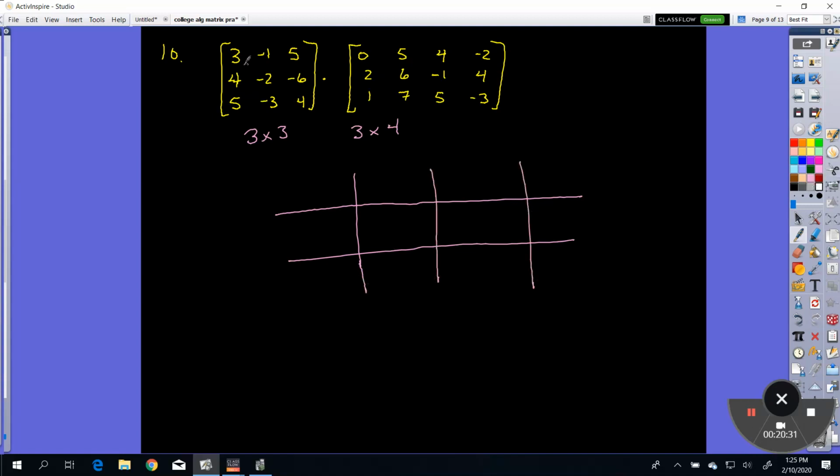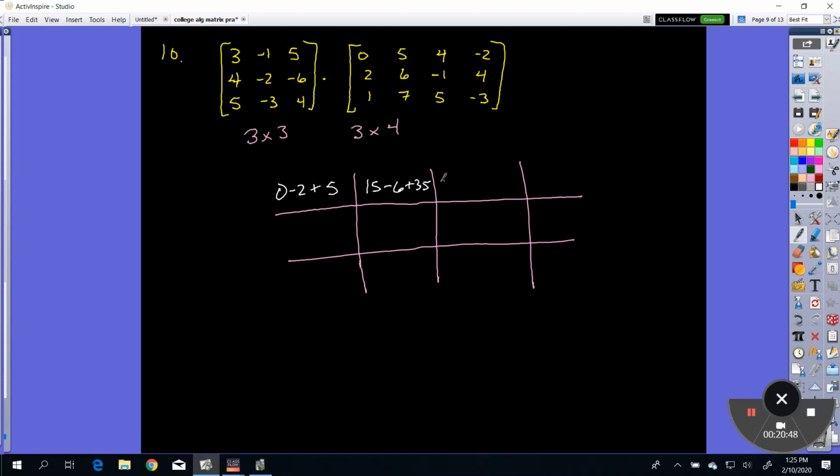So you take the first one, 3 times 0 is 0. Negative 1 times 2 is negative 2. 5 times 1 is 5. Then I go first row middle. 3 times 5 is 15. Negative 1 times 6 is negative 6. 5 times 7 is 35.